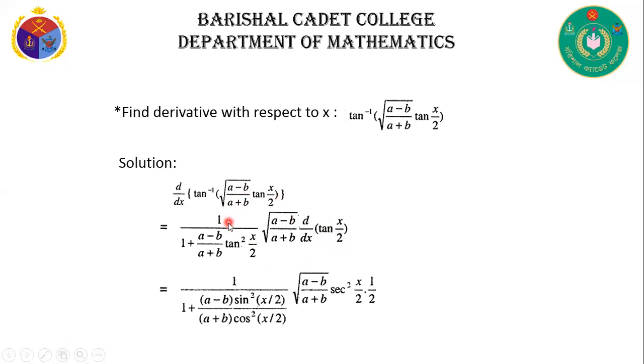Now we know tan x is equal to sin x by cos x. That's why we can write 1 by 1 plus a minus b sin square x by 2 by a plus b cos square x by 2, into root a minus b by a plus b, and d by dx tan x is equal to sec square x. That's why we can write sec square x by 2. Again, the remaining part x by 2. That means d by dx x by 2 is equal to half, because we know dx by dx is equal to 1. That's why you can write half.